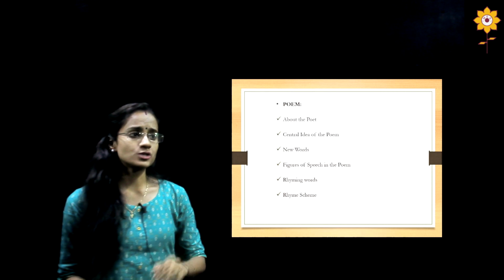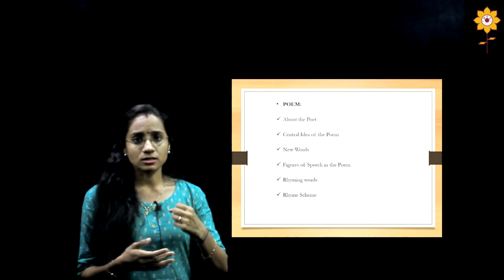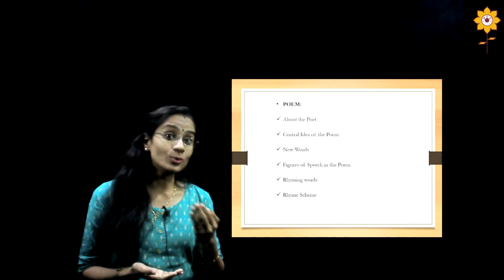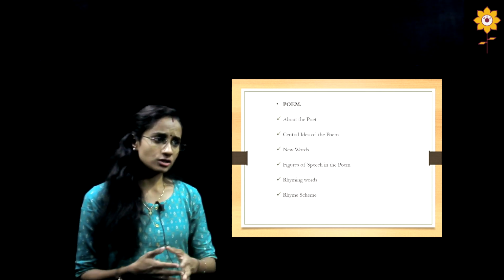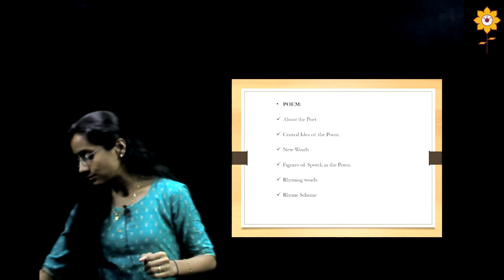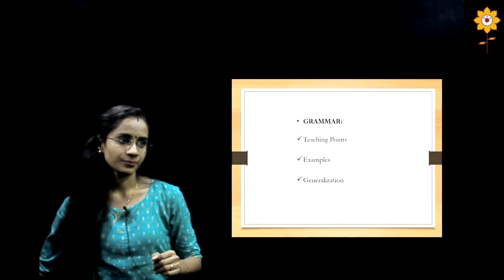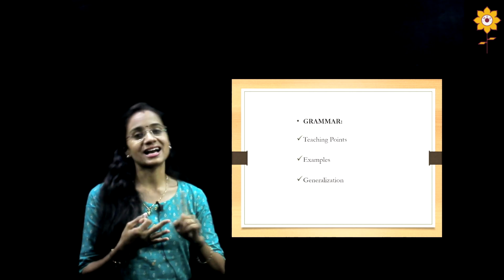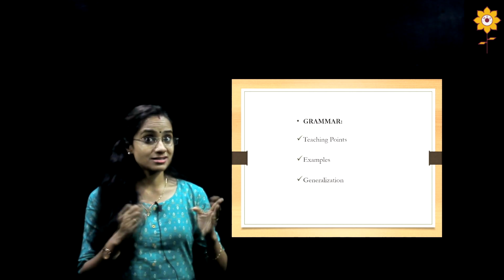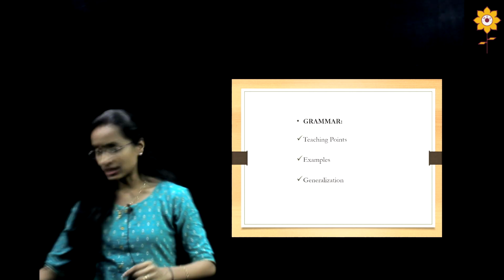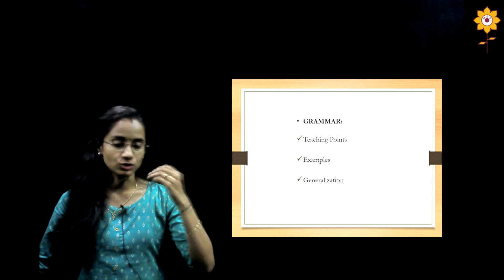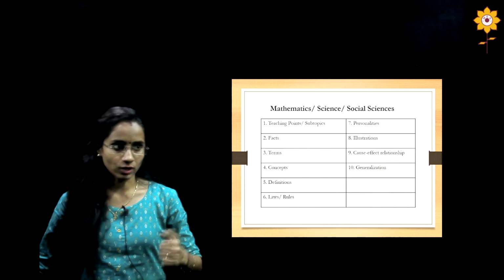In the case of a poem, you will again take information about the poet, the central idea of the poem, new words used, figures of speech in the poem, rhyming words and rhyming scheme. In grammar, it will be your teaching points and then examples and generalization. So it is like the inductive deductive approach that we have learned, right? These are the things that you will keep in mind when you do your content analysis in language.